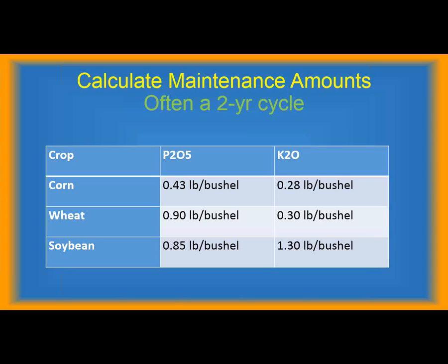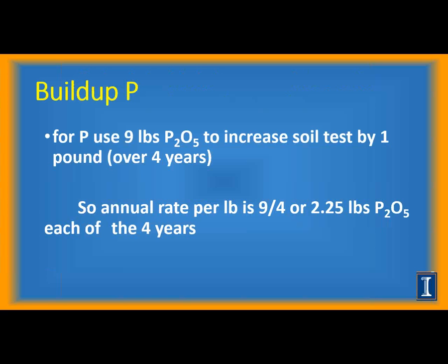Okay. Soybean, let's say we're taking off a 60 bushel yield. You would multiply 60 by 0.85 and come up with the amount of P2O5 that's taken off that field by the soybean crop. Same thing with K2O, using the value 1.3 pounds per bushel. And the reason you would go through this, if you're asked to make a fertilization or meet a nutrient need in a 2-year rotation, starting with corn and then finishing with soybean, you could sum up the total amount of P2O5 and K2O that would be removed by those two crops. And then you can go back and start doing your fertilizer calculations, okay?